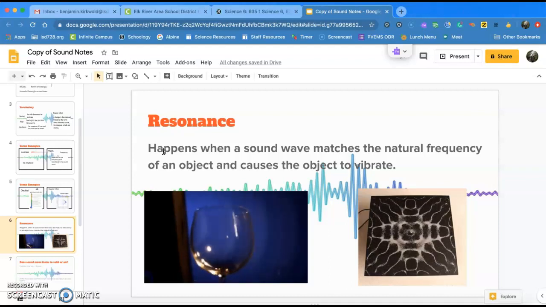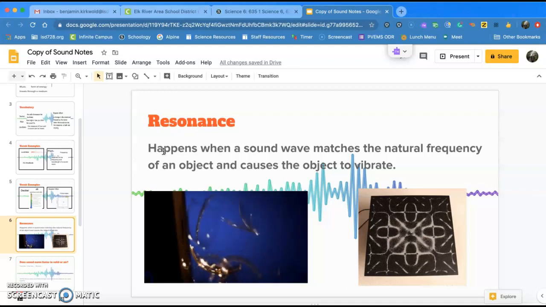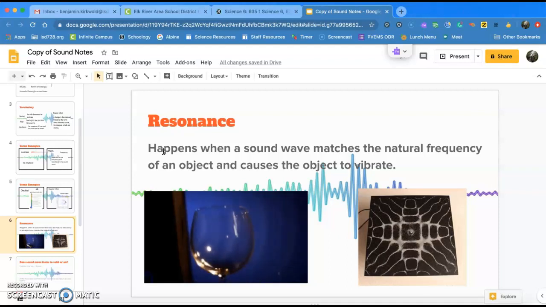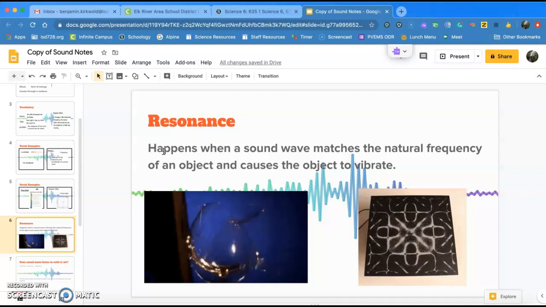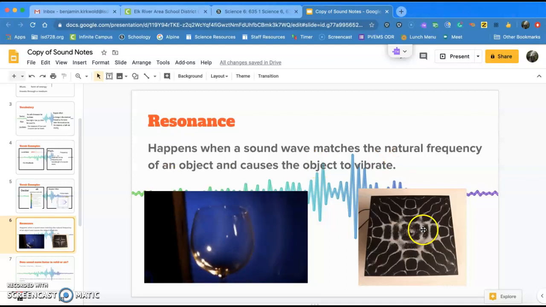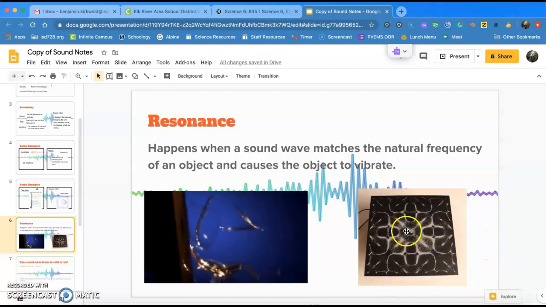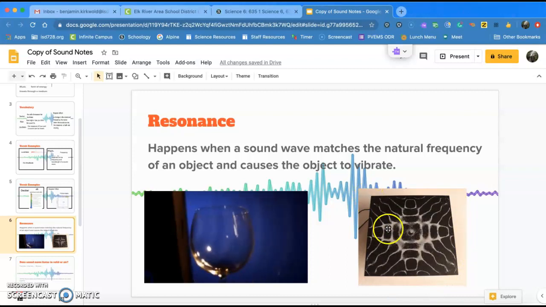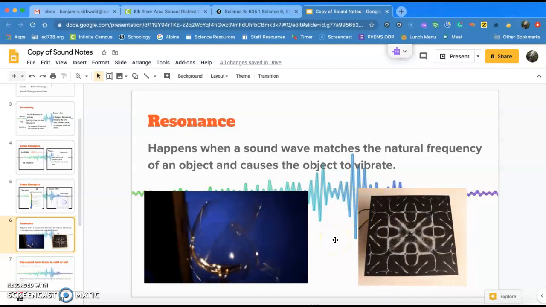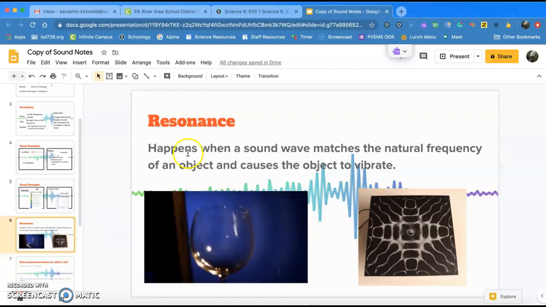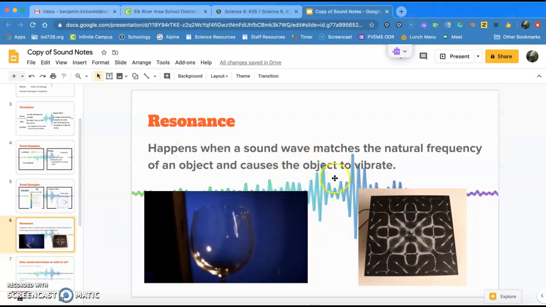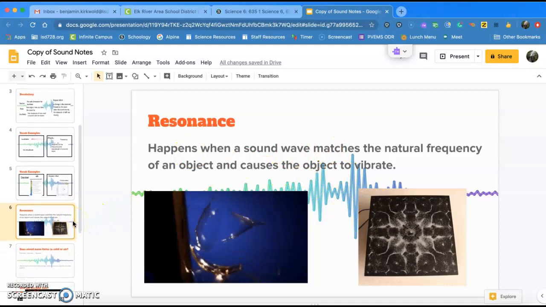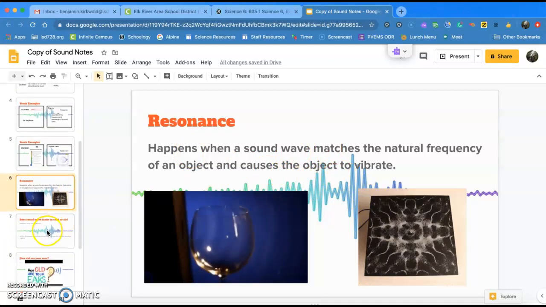But if you pump a sound in at the exact frequency that that object is in, then things like breaking the glass happen, or over here, this weird sand thing, it's called a Chladni figure. We'll watch a video about those a little bit later too. Those are super cool. So resonance, just keep it in mind and we'll come back to that one. I just wanted you to have all the vocab in one place.